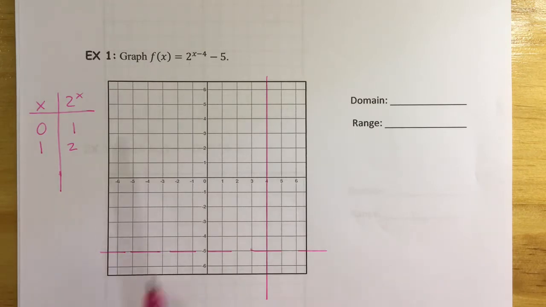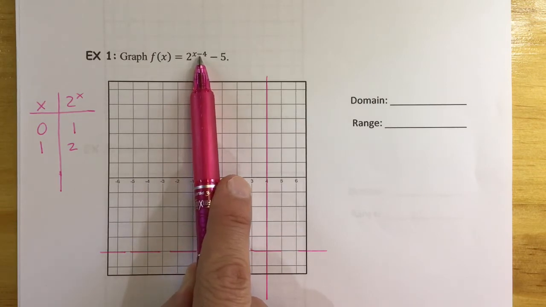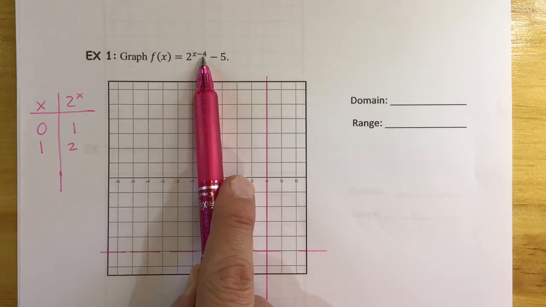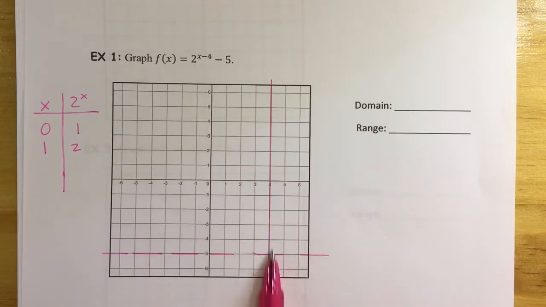Okay, in addition to that, what I'm going to do is think about this shifting. The whole graph is going to be moving to the right. Right? There's a negative here, so we're actually going in the positive direction. You're going to be moving to the right 4 units. So I drew a line right here.